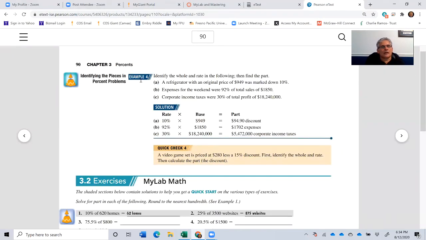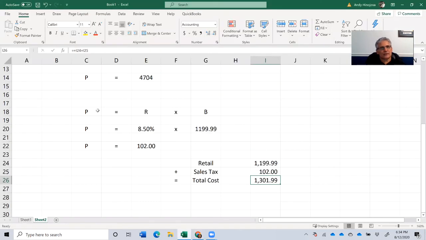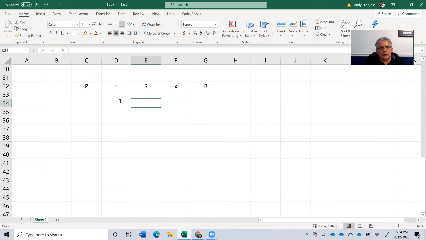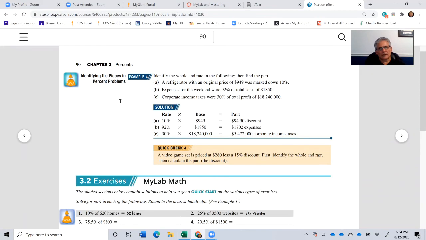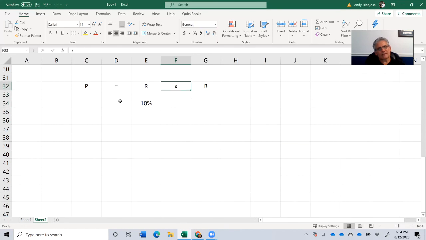Example number 4, identify the whole and the rate in the following, then find the part. A refrigerator with an original price of $949 was marked down 10%. So we're going to use the same formula. The rate, well, it's 10%, so let's just go with that. The original price really becomes the base, and we're trying to figure out the markdown. The original price was $949.